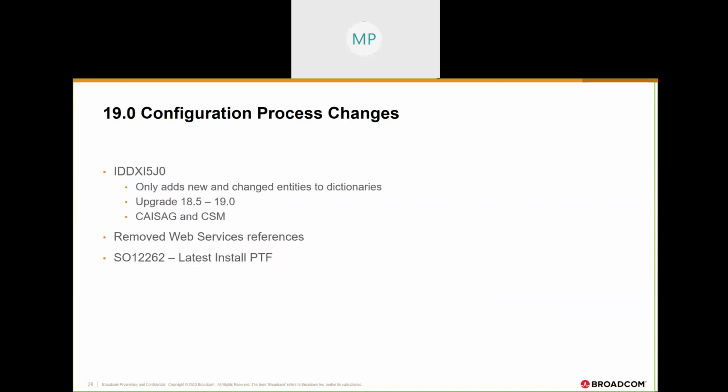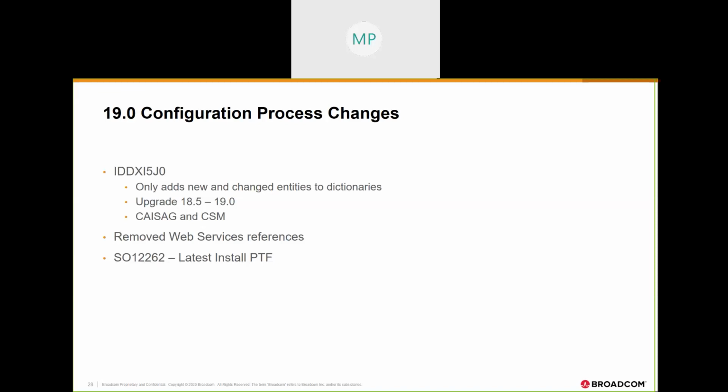So these are some highlights of the changes that were made to the configuration process for release 19.0. When you're upgrading from 18.5 to 19.0, jobs 7, 9, 10, and 13 will only add new or changed modules and messages to the dictionary. Previously, we would re-add everything to the dictionary, and we still do add everything to the dictionary if you're upgrading from a release prior to 18.5.